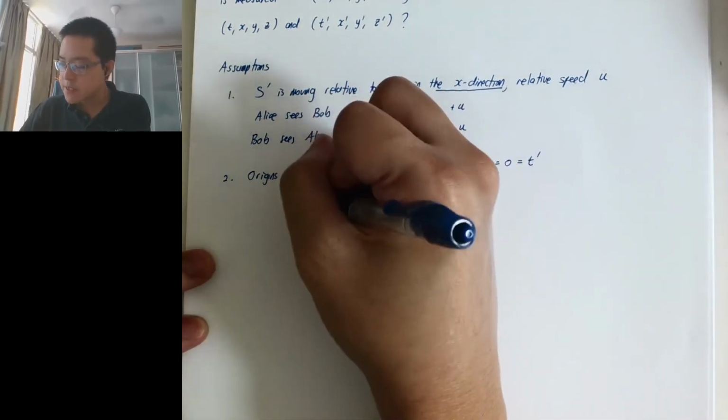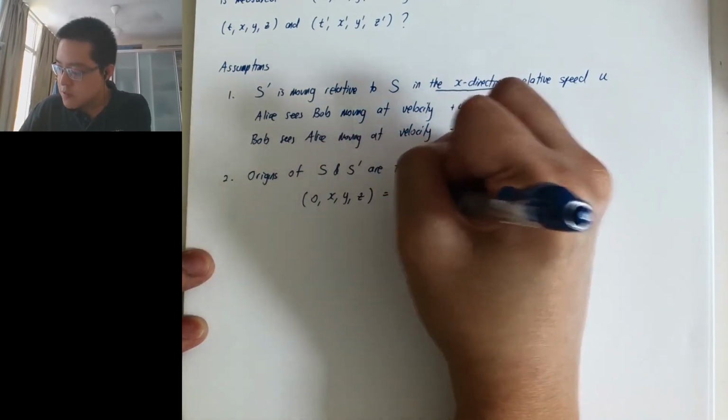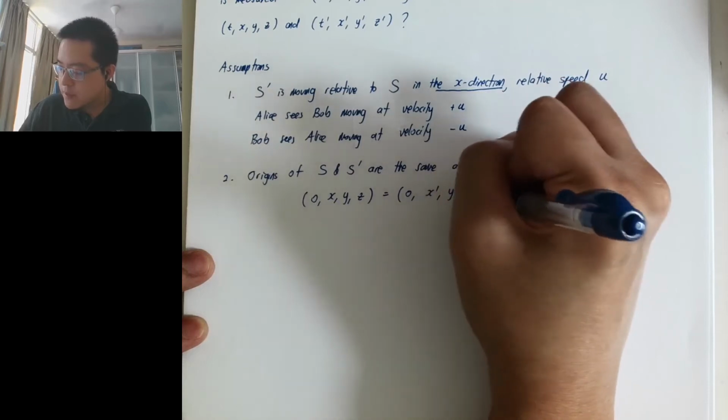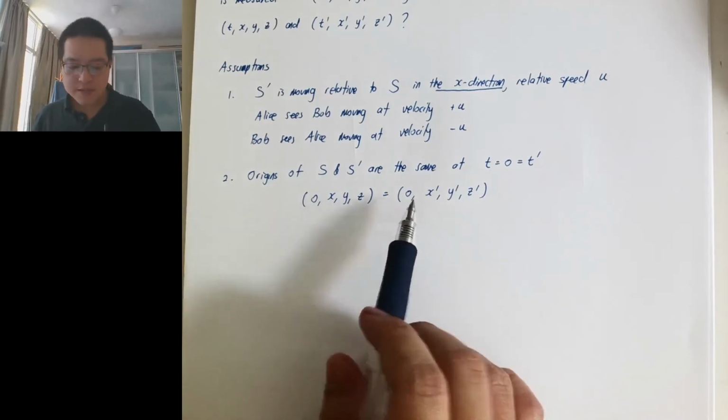Okay, so in other words, 0 x y z will be equal to 0 x prime y prime z prime, only at this time. Then as time goes on, it's going to be different already because of special relativity, time dilation, length contraction. So we can only synchronize a starting point, right? So we give them two identical watches, and then Bob will start to move, and Alice stays on Earth, like the spaceship twin paradox situation. So this is our starting assumption.